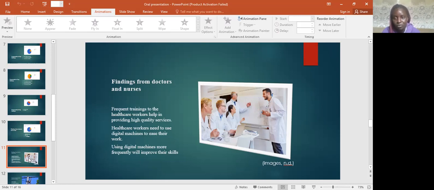Even retrieving the information of the patient will be very easy. So it will be very easy for them to get the information and to work very fast, so that the patient cannot incur slow service delivery. And then the last one is using digital machines more frequently will improve their skills.